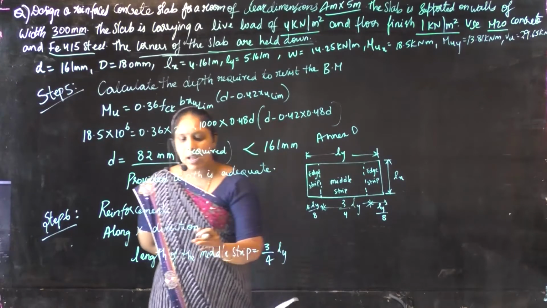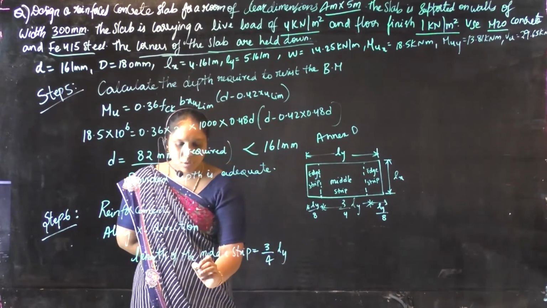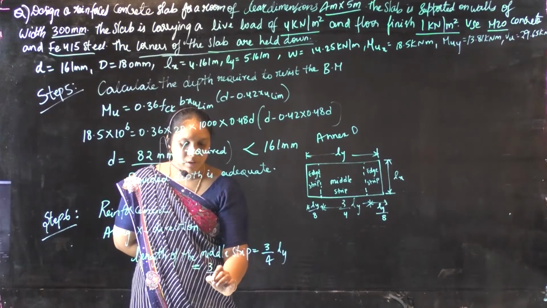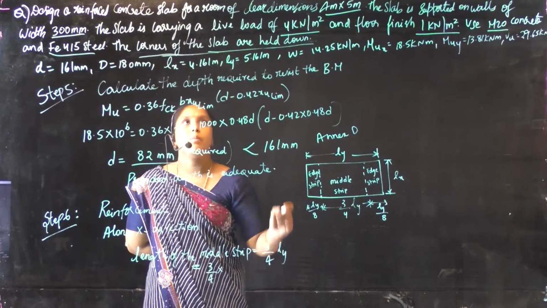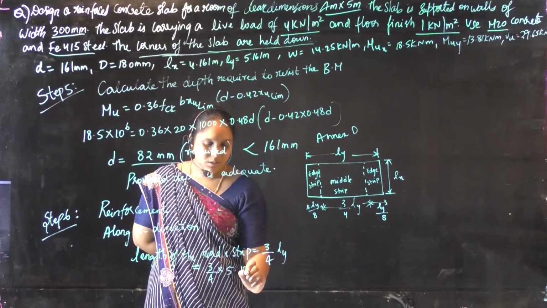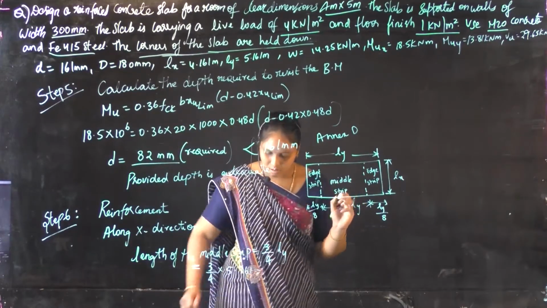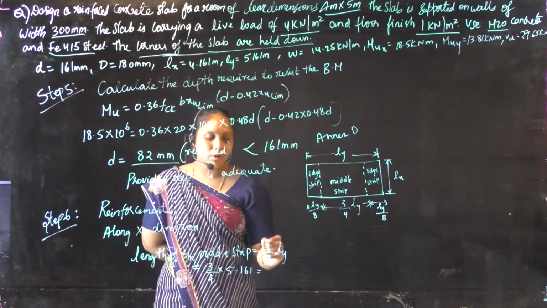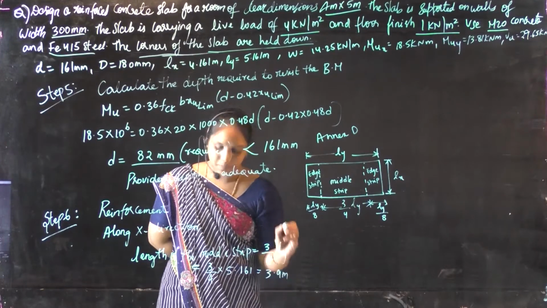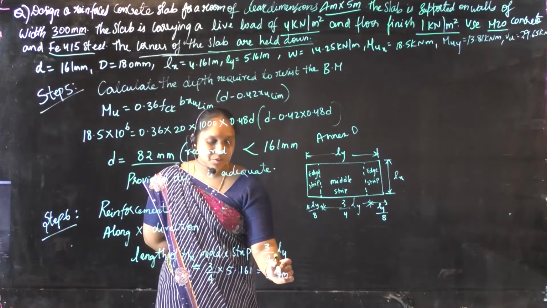So here we are calculating the width of the middle strip, which is 3/4 Ly. So it will be equal to 3/4 into Ly. So Ly is how much? It is 5.161 meters. If you solve this, you'll get a value of 3.9 meters. So this is going to be the width of the middle strip.